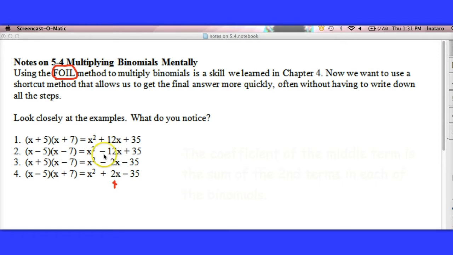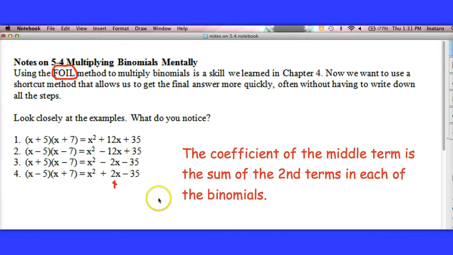And there should be an easy way to figure out this middle term if we actually just take a look at the numbers here. So when you take a look at the numbers, is there anything that you notice? Well, you should notice that the coefficient of the middle term, whether it's positive 2 or negative 2 or negative 12 or positive 12, is the sum of the numbers at the ends of the parentheses here. So the sum of 7 and 5 is 2, negative 7 and 5 is negative 2, 7 and 5 is 12, negative 7 and negative 5 is negative 12.